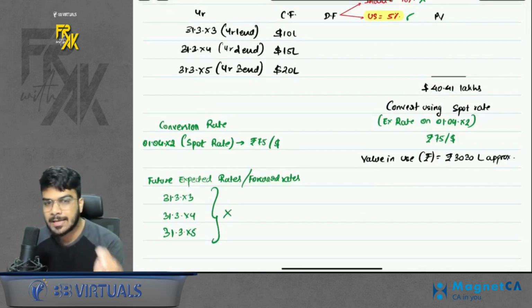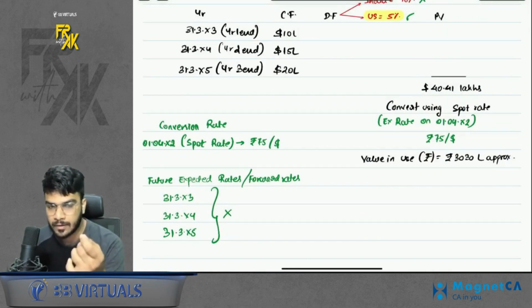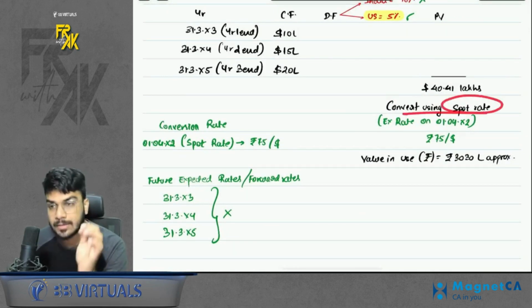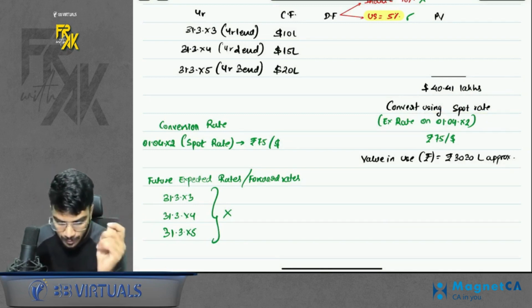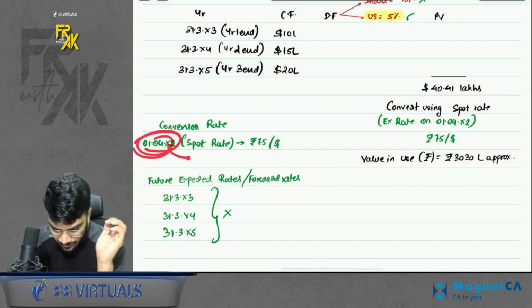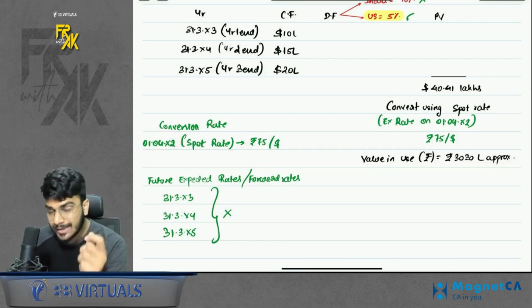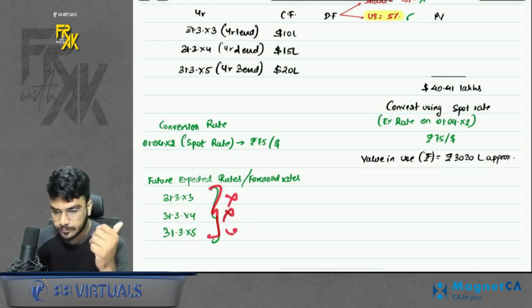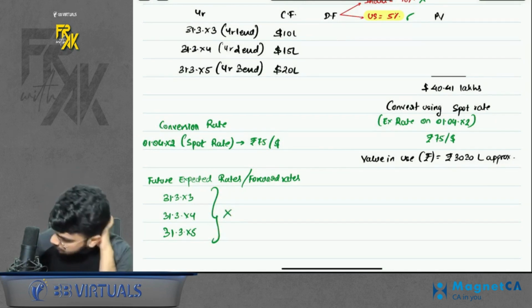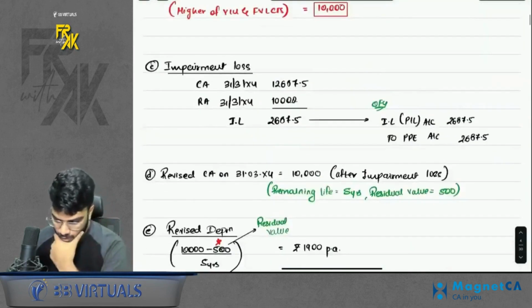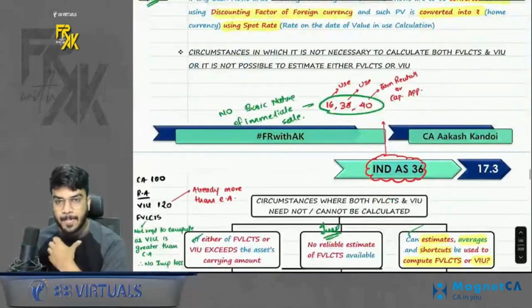You have to convert the same in rupees. So at what rate you will convert? You will convert using the spot rate. Spot rate means the rate on which you are computing the value in use. Let's say, for example, we were computing value in use on this date. So take this date exchange rate. In question to confuse you, they will also give you certain future expected rates. Ignore them. Not to be considered. I hope this is clear to everyone. Right, guys? Okay, sir. Absolutely clear. Done. This was the point of foreign currency cash flows.